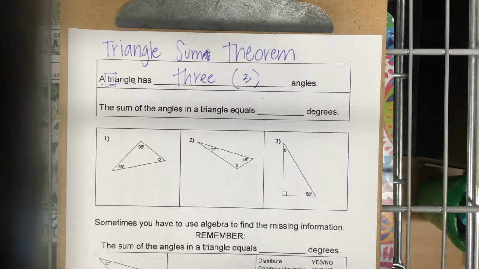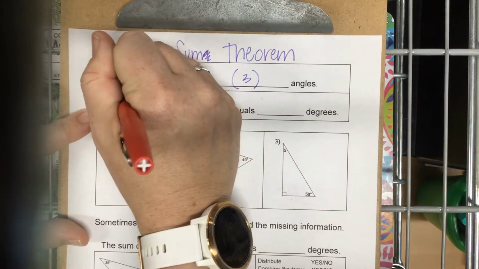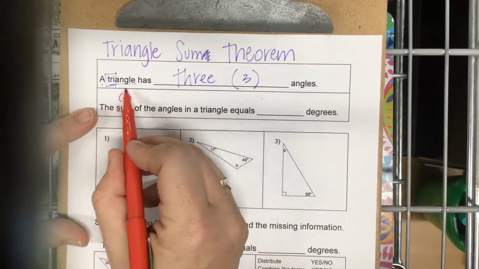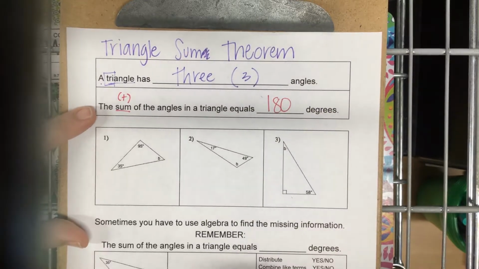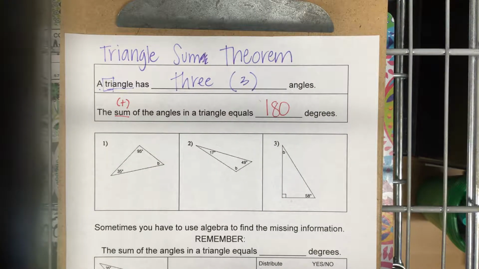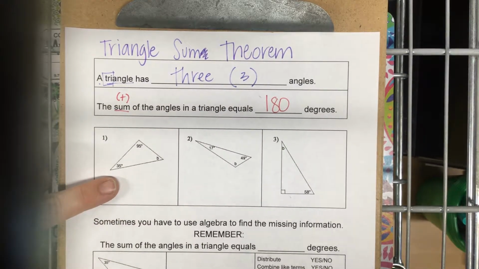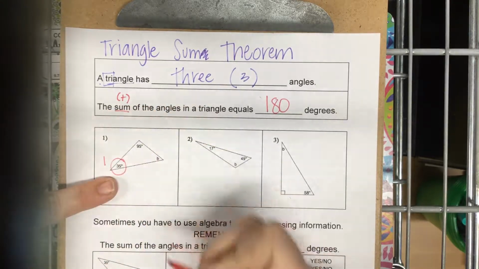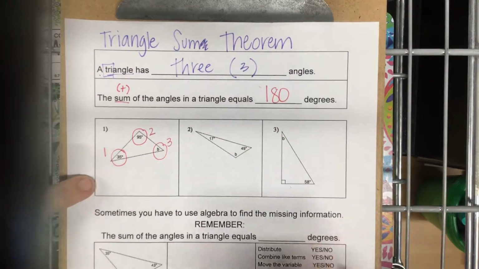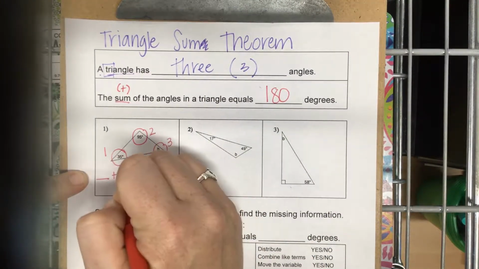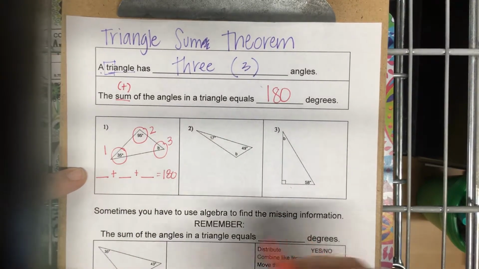The sum of all 3 angles in a triangle, so sum means if I was going to add, so if I added up the angles in a triangle, I would have it equal 180 degrees. No matter what your triangle looks like, it's going to make 180 degrees when you add up all 3 values. So angle 1 plus angle 2 plus angle 3 is going to equal 180 degrees.